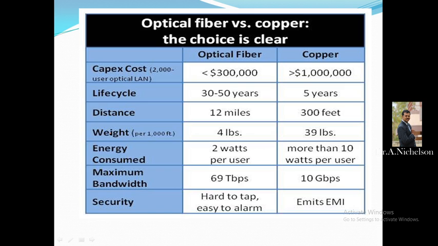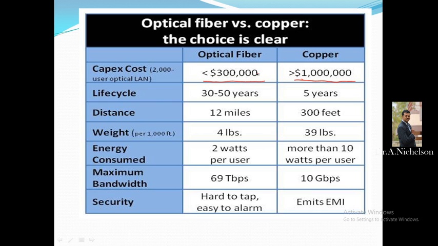So for 2000 users, when we use a LAN, that is a Local Area Network, the cost is greater than $10 lakh when you use copper. But when you use optical fiber, it is less than $3 lakhs. Okay, so copper is about more than 3 times the cost of optical fiber. So the cost is very much reduced when you use this optical fiber.